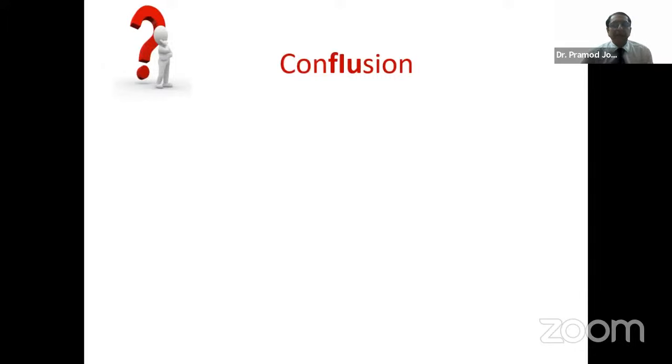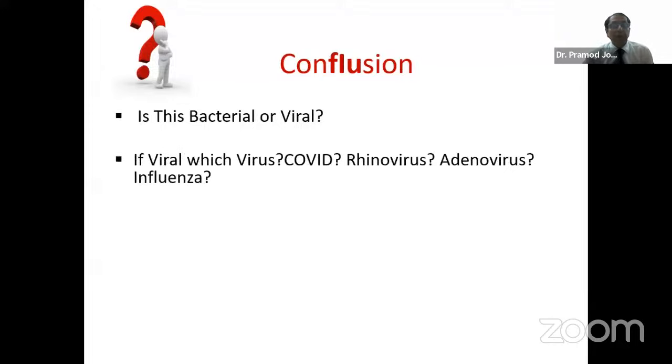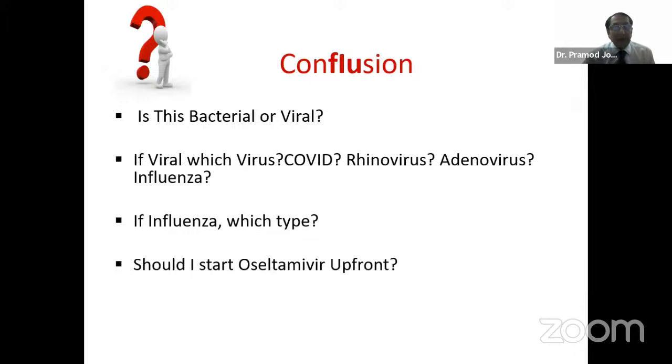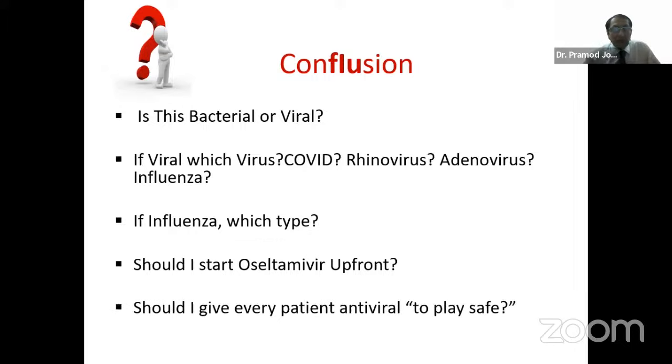So we are going to discuss some of these aspects, and that's why we must first know what are the areas where there is a little bit of confusion. As it is related to flu, I have put it as confusion. Whether it is bacterial or viral, whether the viral infection is because of rhinovirus, adenovirus, or influenza. If it is influenza, what is the type? And then, if at all I am strongly suspecting influenza, whether I should start oseltamivir upfront, and whether I should give every patient antiviral to play safe. All these questions always come to our mind. And the first question, whether the child has bacterial or viral infection, is something which is to be answered by all of us before we start the therapy.